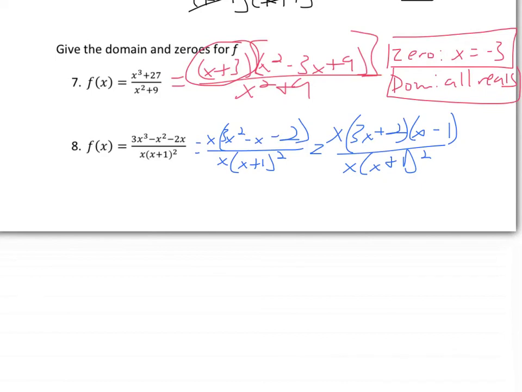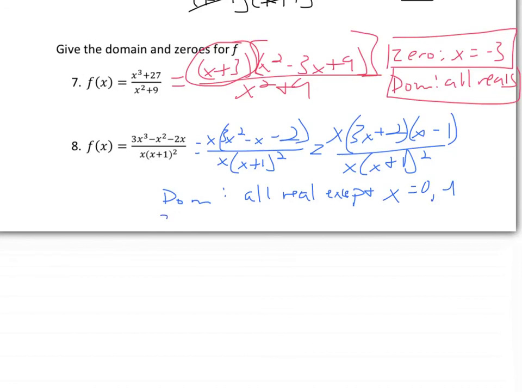So let's start with our domain. I think the domain's a lot easier to do here. So it's all real numbers except the only time that the denominator here is going to be 0, this one's going to be negative 1, right? X equals negative 1 or x equals 0.